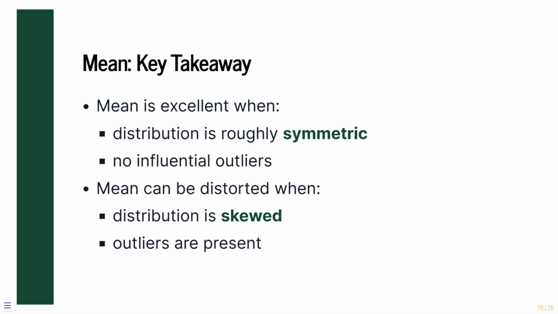The mean is a powerful and widely used measure of center, but it answers the question of typical only when extreme values are not overly influential. When outliers are present or when the distribution is strongly skewed, the mean can give a distorted picture, motivating the use of alternative summaries such as the median or trimmed mean.